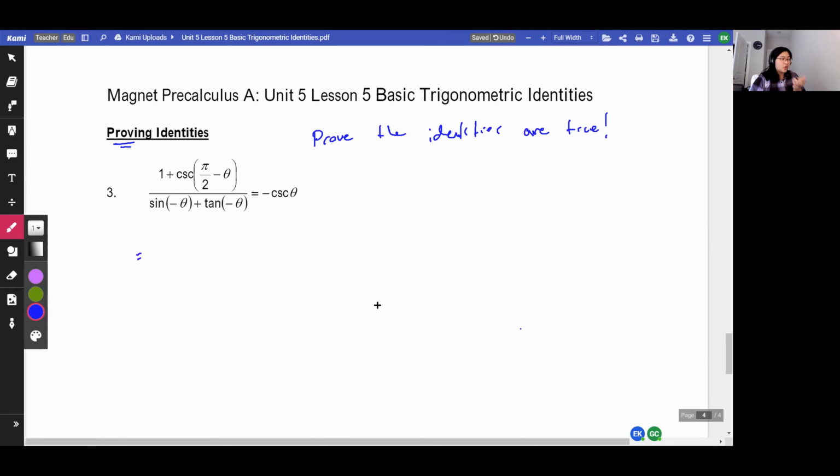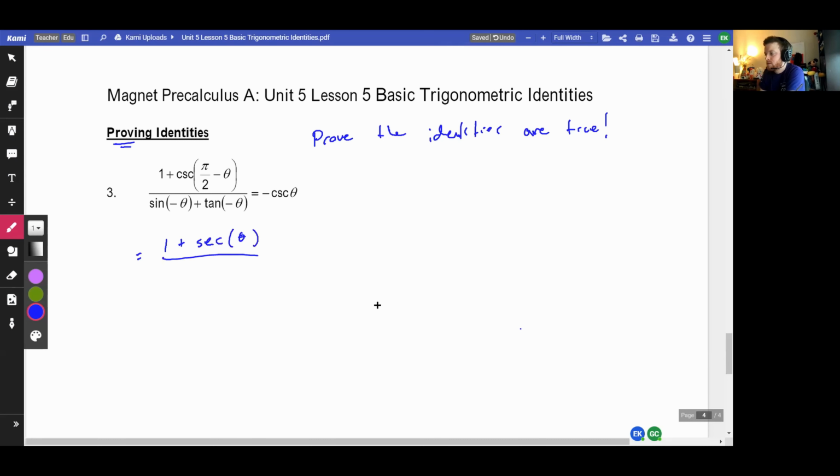Well, it looks like we have a 1, which I think we should leave alone for a little bit. Maybe do something with it later. We could change it to sine squared plus cosine squared. Let's not do that. That sounds like a lot. Maybe cosecant of pi over 2 minus theta, we can rewrite as its cofunction secant. Okay, I like that idea.